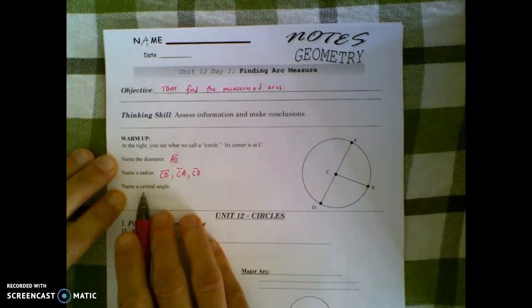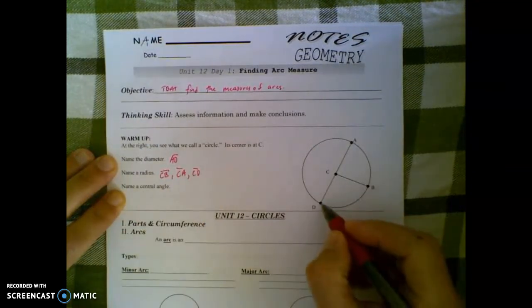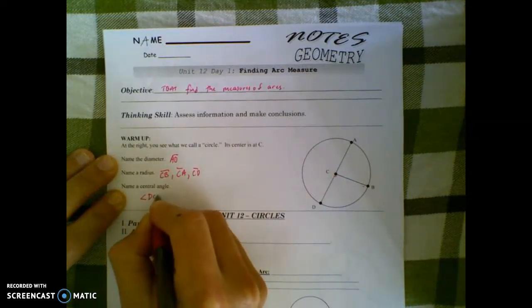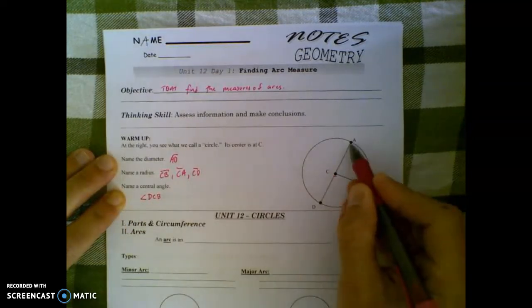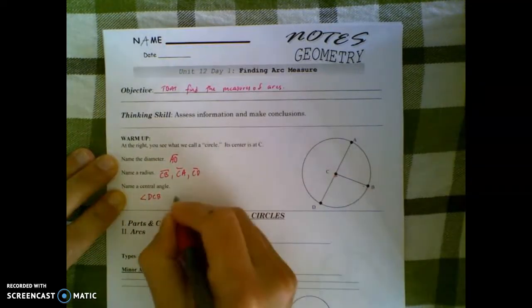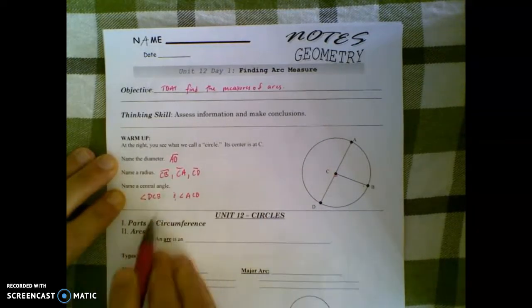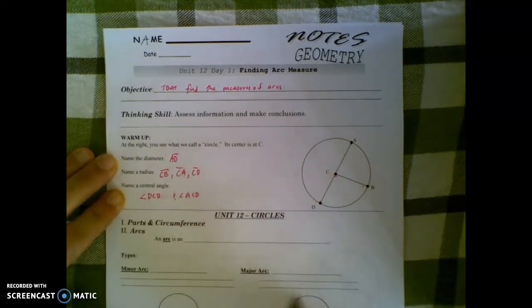Central angle is an angle that occurs at the center. An example of one would be DCB. So angle DCB. Another one I see here is ACB. So central angles are angles that occur at the center. So we'll be using these terms throughout the lesson.